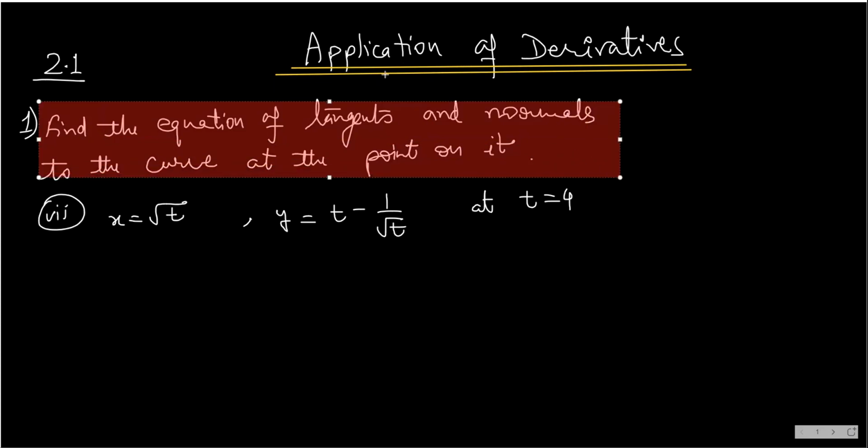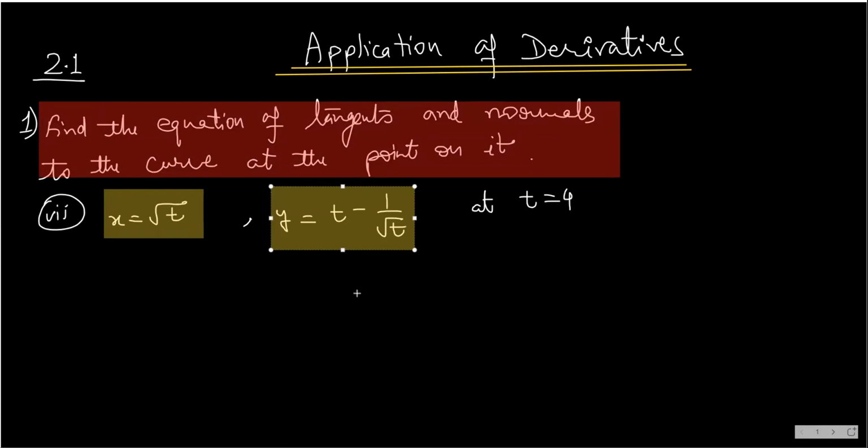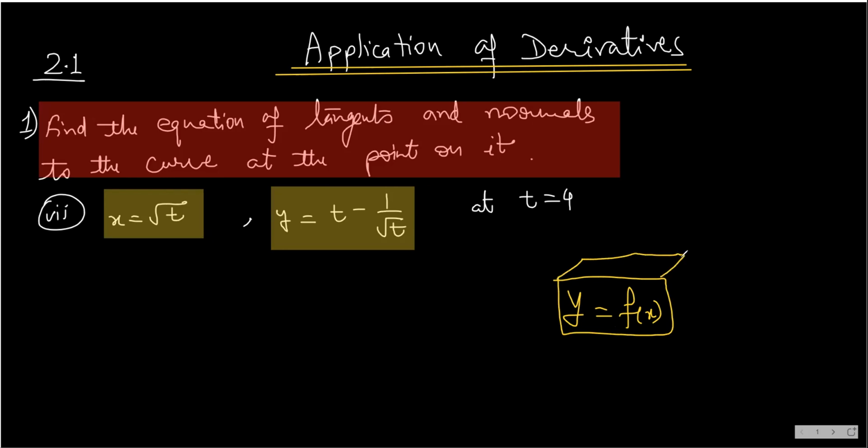Now see, we are given the equation of the curve in parametric form. You can check here, x equals root t and y equals t minus 1 by root t. The equation of a curve could have been given as y equals f of x. But they are giving us the equation not in y equals f of x form. You can check the earlier lecture.